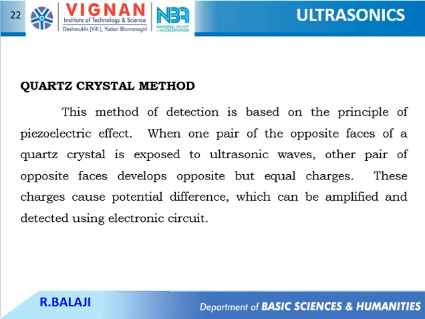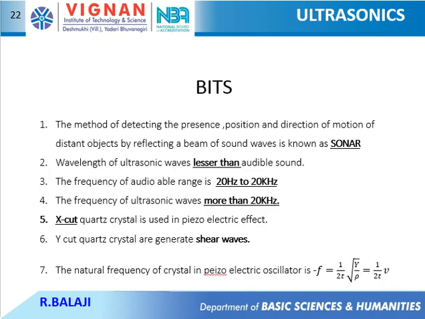Now here we discuss some bits which are useful for examinations. The first bit: the method of detecting the presence, position and direction of motion of distant objects by reflecting a beam of sound waves is known as sonar. Sonar stands for sound navigation and ranging. The wavelength of ultrasonic waves is less than that of audible sound. The frequency of the audible range is 20 Hz to 20 kHz. The frequency of ultrasonic waves is more than 20 kHz.